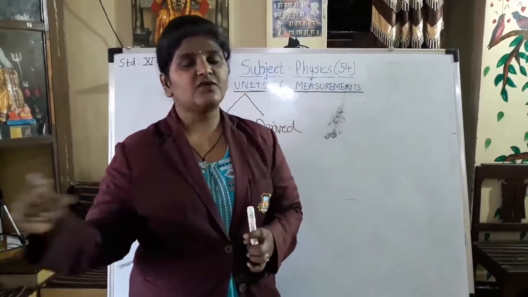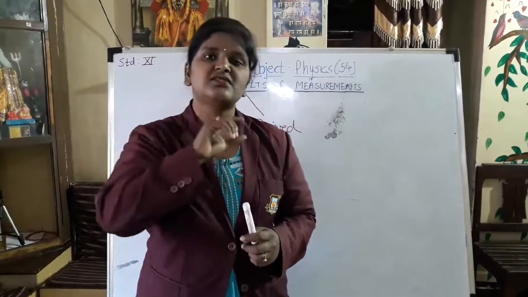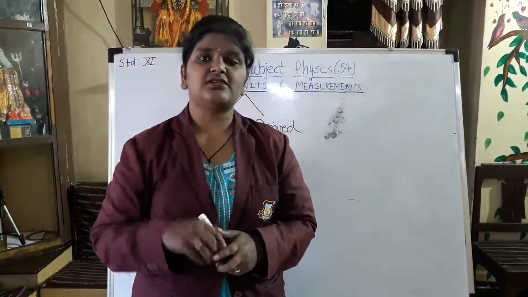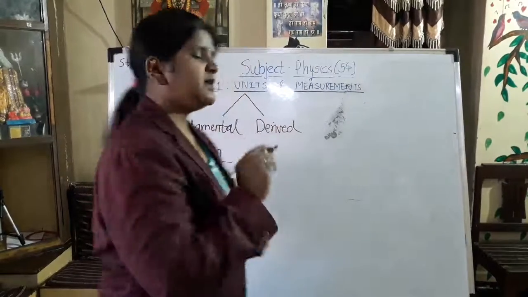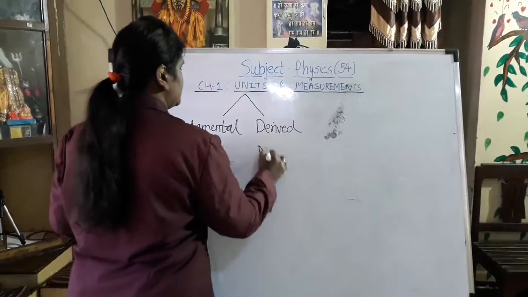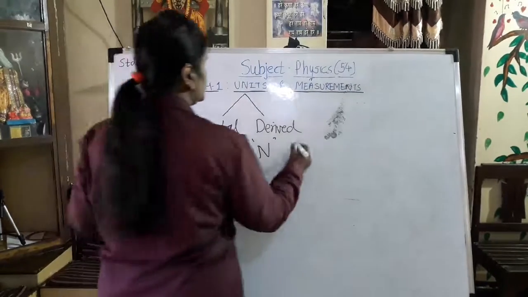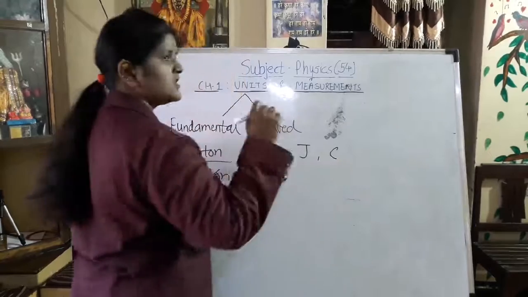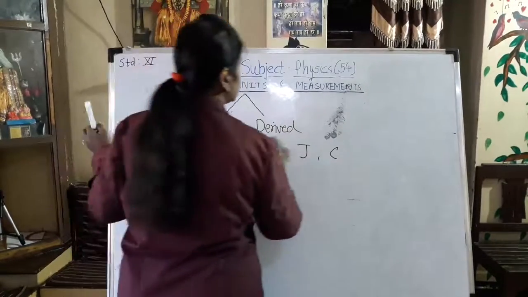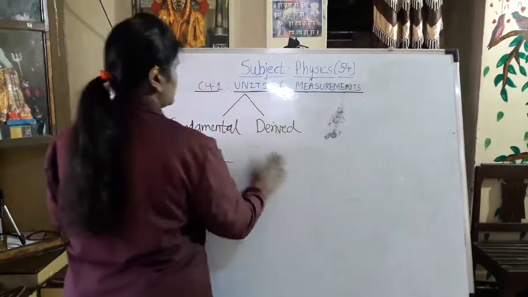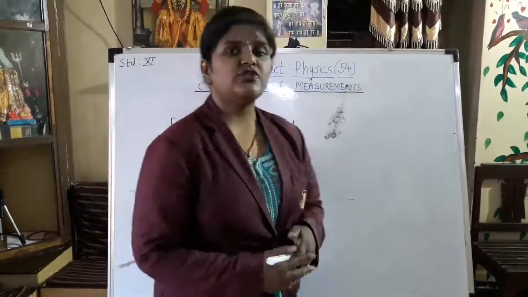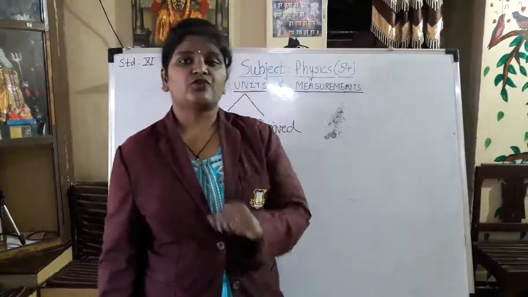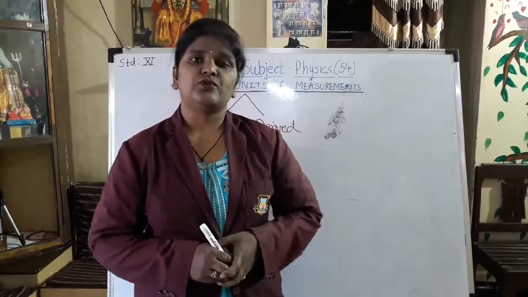So if you are writing the full form of it, that should be written in small letters, and if you are writing a symbol of it, that should be a capital letter. So newton can be written as N, joule as J, coulomb as C. Okay, so these are the symbols for the units. So you have to mention the symbols. Even you cannot put a comma or full stop after writing any unit.